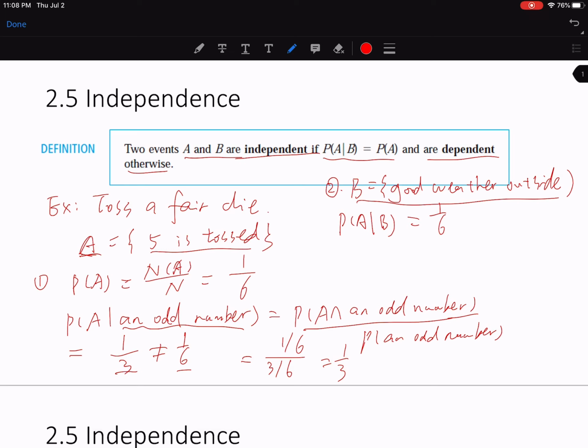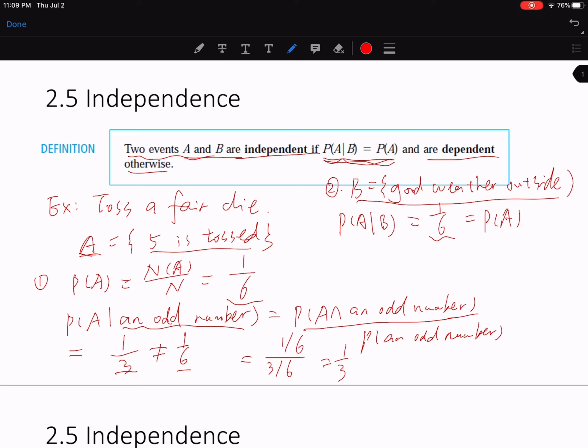So in this case, the probability of A given B is equal to the probability of A. This 1 over 6 is equal to the probability of A over here. Now in this case, we will say that A and B are independent. Just like what we see in the definition, two events A and B are independent if the probability of A given B is equal to the probability of A. Once this happens, that means that the event B is telling us nothing about event A. That's why we say they are independent of each other.